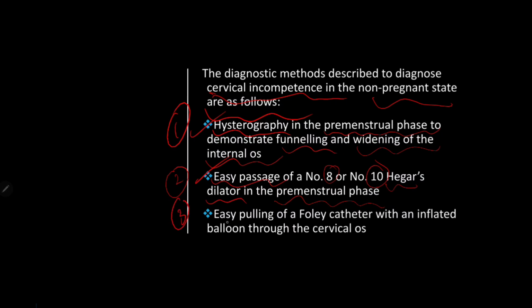And the third is easy pulling of Foley catheter with an inflated balloon through the cervical os, which is another diagnostic method. Hysterography, easy passage of Higgins dilator, and easy pulling of Foley's catheter with an inflated balloon. These are the three diagnostic methods in case of diagnosing cervical incompetence in a non-pregnant state.